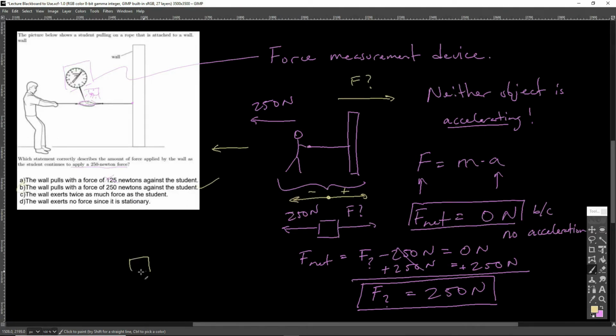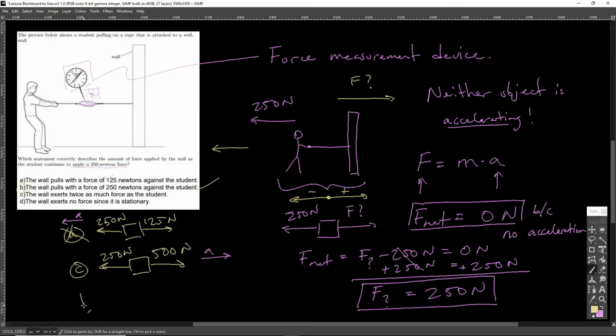Okay, so in that case, let's look at A real quick. That would look like this: a box with 125 newtons and 250 newtons. So that doesn't work. Let's look at C. C is pulls with a force twice as much as a student. So 250 times 2 is 500 newtons. And I'll do acceleration in purple. The box would accelerate to the left in that case. The box would accelerate to the right in that case.